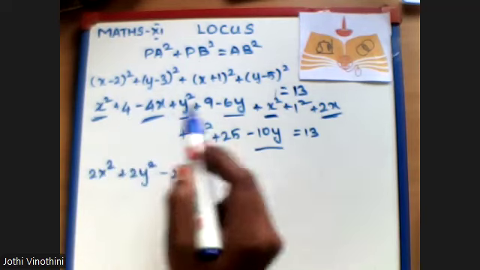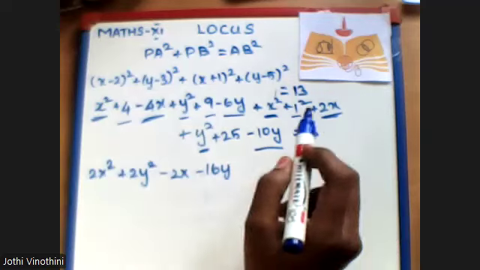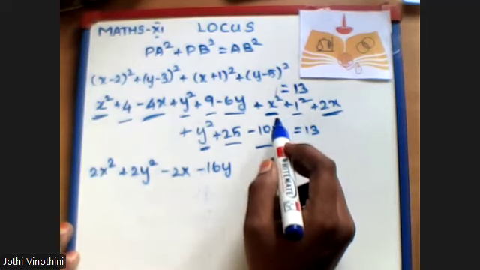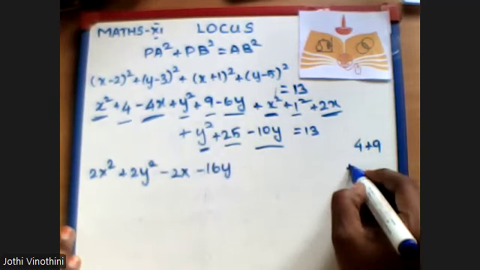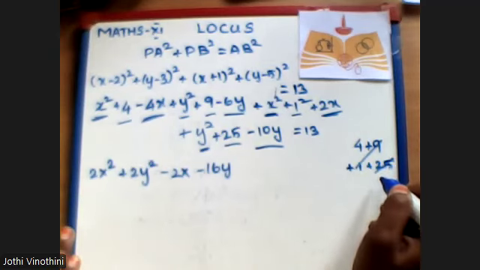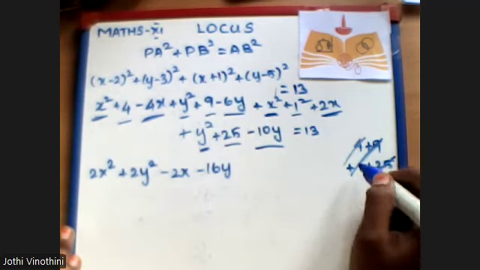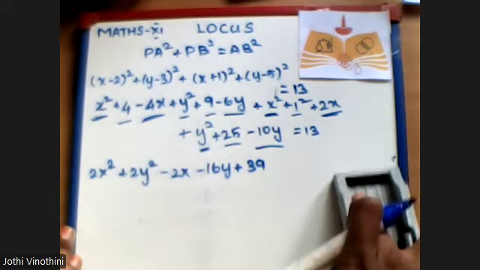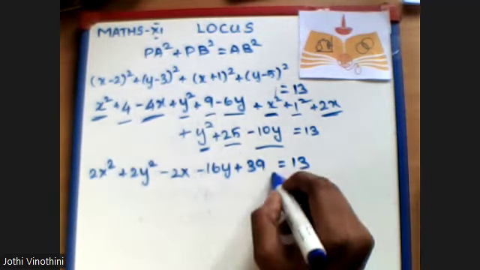Right? So what are the left outs? 4, 9 and 1, plus 25. So shall we add? 4 plus 9 plus 1 plus 25. So 10 plus 25 is 35, 35 plus 4 is 39. Right?